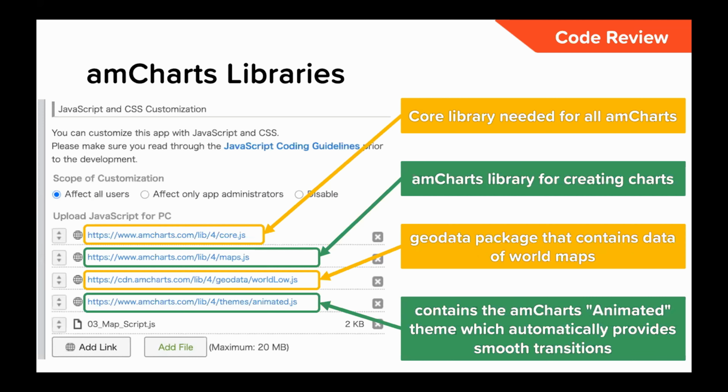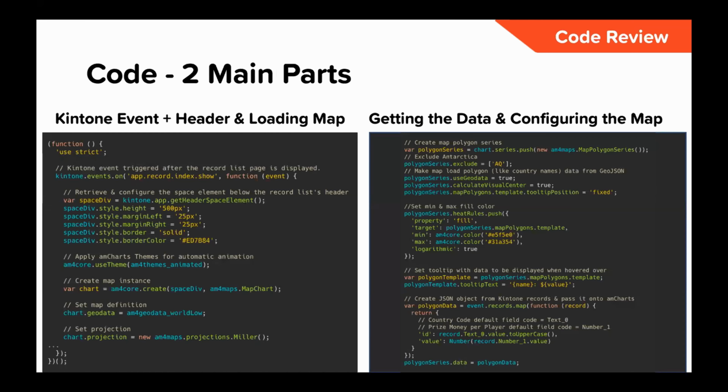Now, we're going to drill down into map script to understand how things are working under the hood. Map script has two parts. The first part is Kintone events, header and loading the map. So basically building the map on Kintone and making sure that the map launches at the right time. The second portion is to get the data and configure the map. Once we've got this map launched, we want to pull data that's exposed in Kintone and make sure that the map is presenting the way that we are expecting. So those are the two parts of the code.